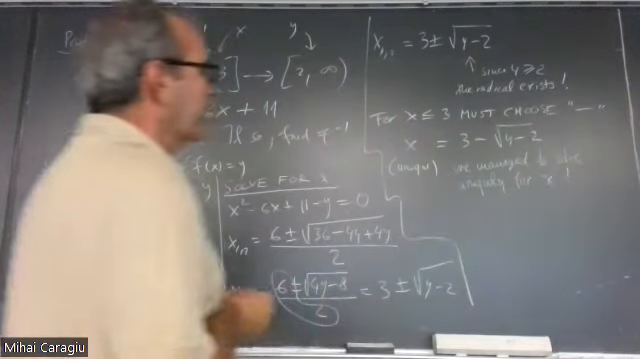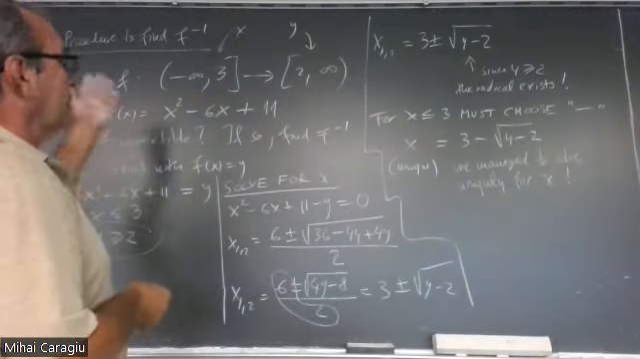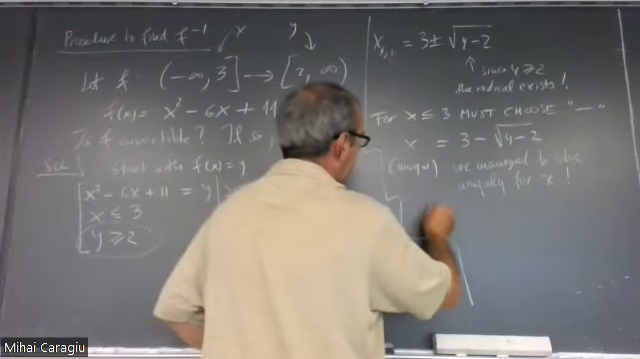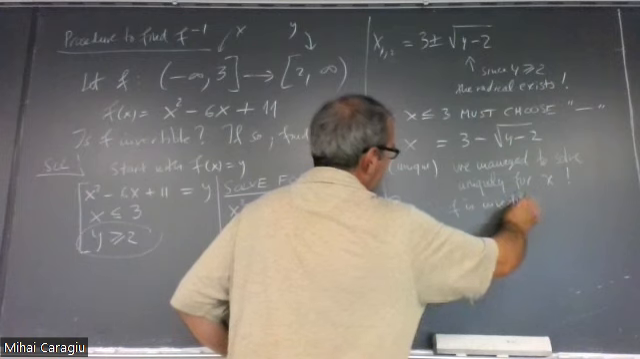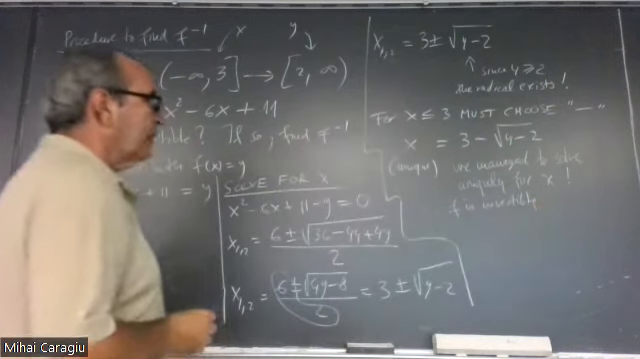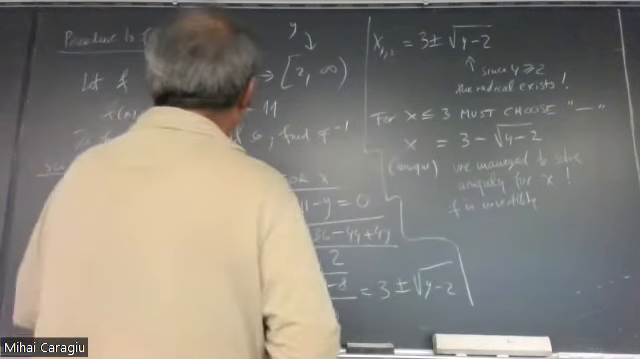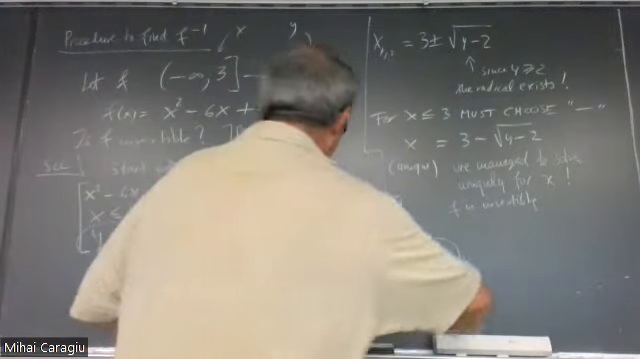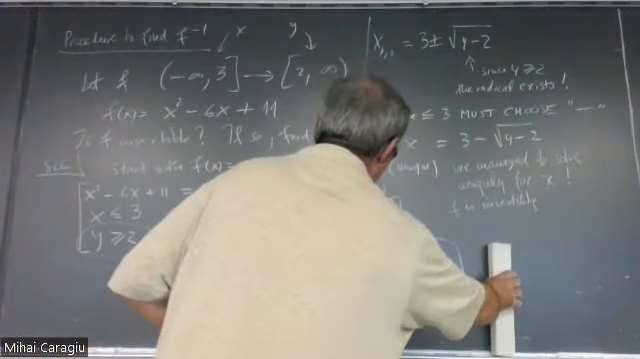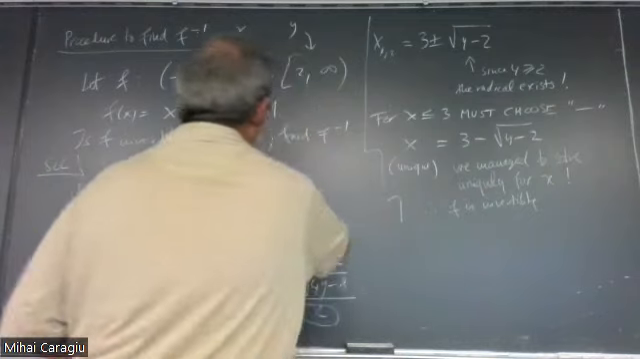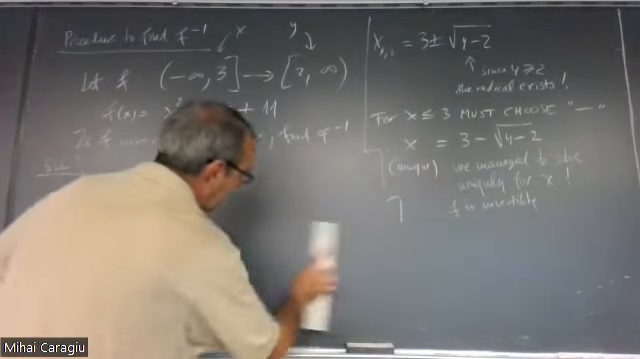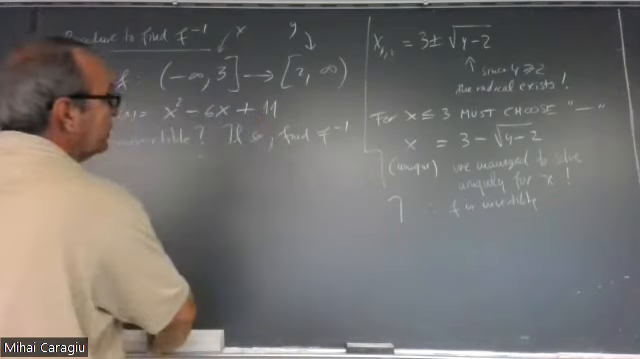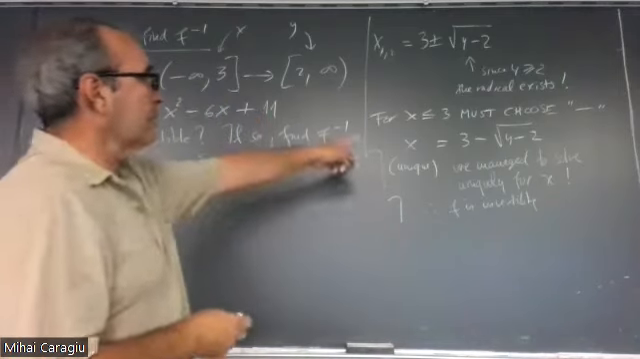We managed to solve uniquely for x. Therefore, the function is invertible. So therefore, f is invertible. And let's write down the conclusion. Okay, so I will erase this. I keep the fruit of the work, I erase the work. So we know that f is invertible. We got x in terms of y.